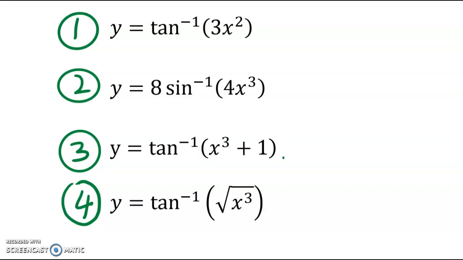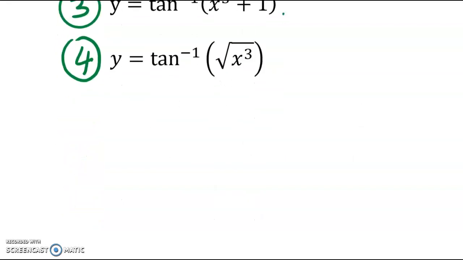Before we get going, I'm just going to go over the basic derivatives for the inverse trig functions, and then we're going to be using the chain rule over and over. I'm going to do the first question with a slow chain rule method using u equals 3x squared, but after that I'll switch to doing pretty fast chain rule. Okay, so let's look at the basics first.